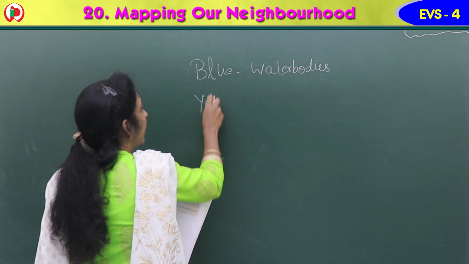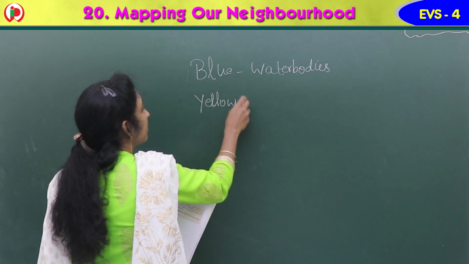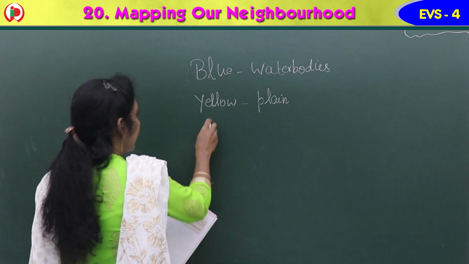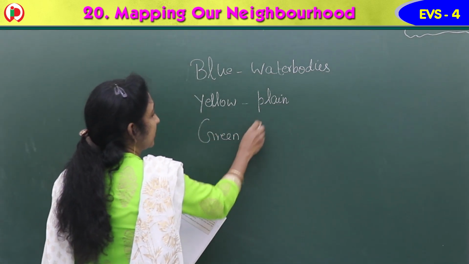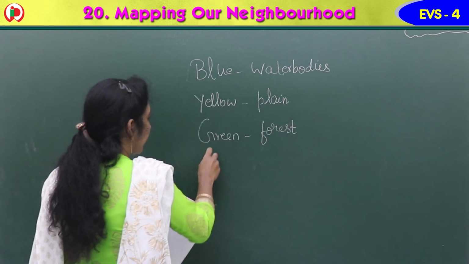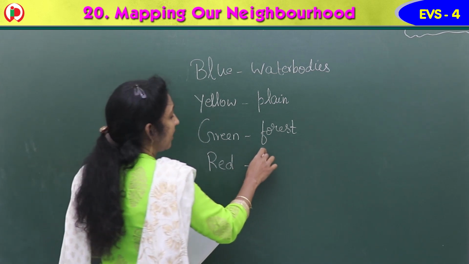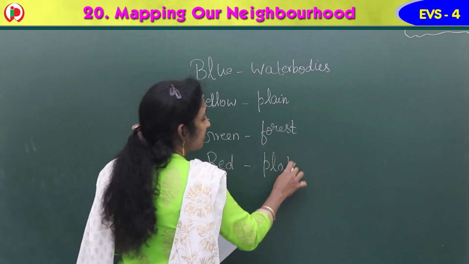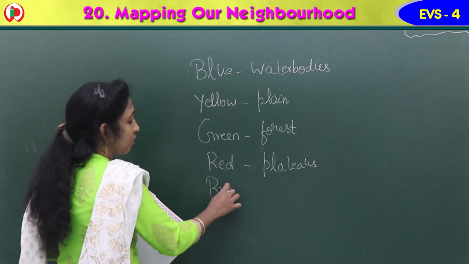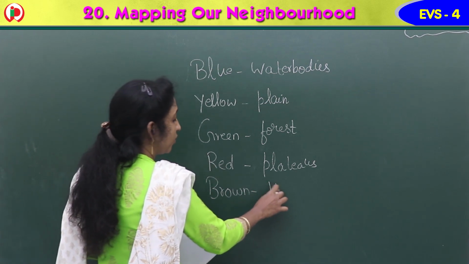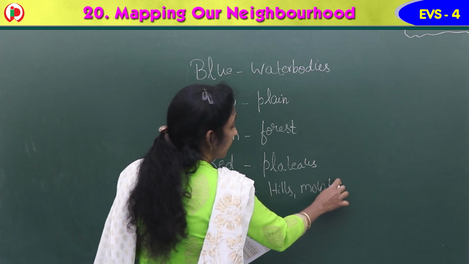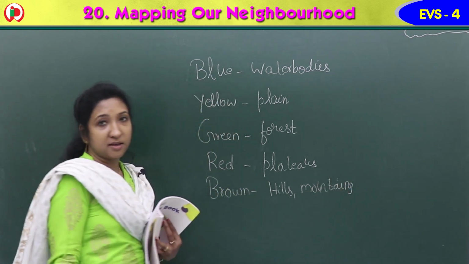Yellow color they use for plains, plain land where we live. Then green color they use for forest, grasslands, vegetation. Then red color they use for plateau, a table land, we say plateaus. Different kinds of plateaus they show in red color. And last is brown color, they show for hills, mountains, deserts and all.